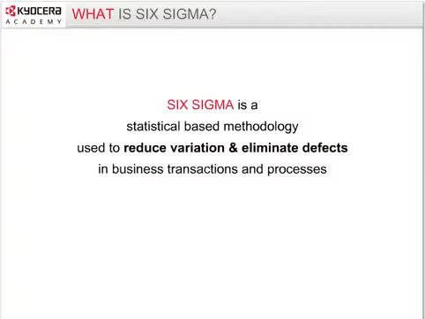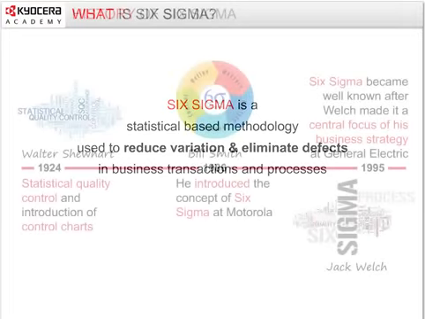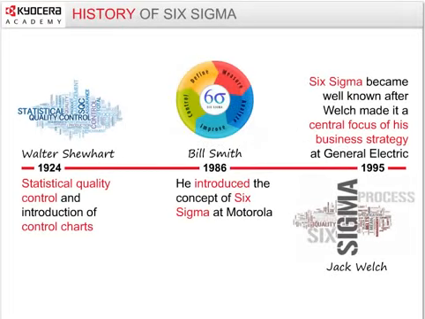Six Sigma is a statistical-based methodology used to reduce variation and eliminate defects in business transactions and processes. The history of Six Sigma has its origin in the 20s of last century. Walter Shewhart was an American physicist, engineer, and statistician, sometimes known as the father of statistical quality control. Shewhart introduced the control chart, and the distinction of special versus common cause variation, as contributors to process problems.